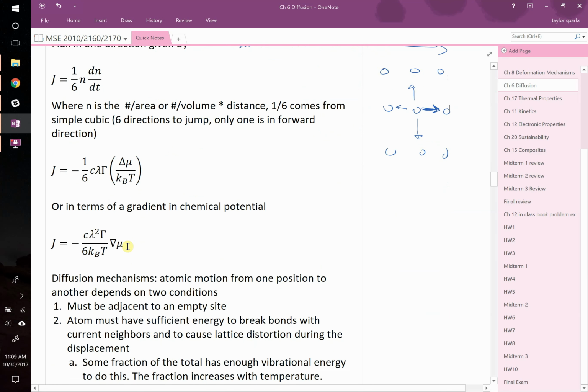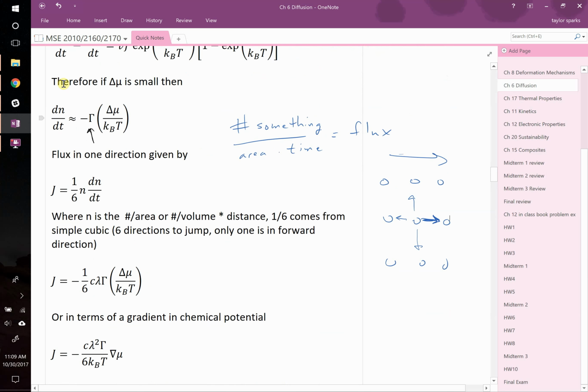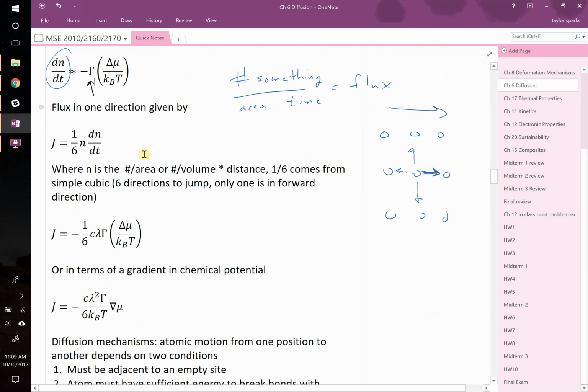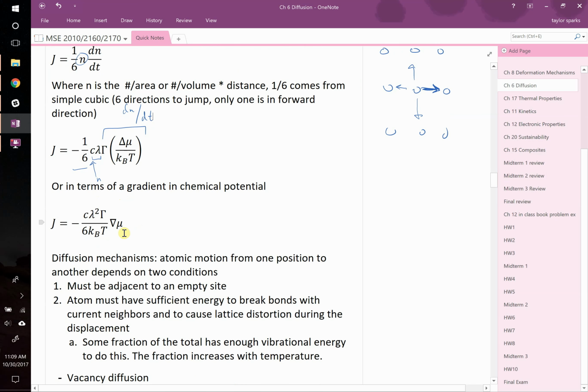All right, over here then, we can rewrite that since we know what dn/dt is. We solved it from before, right? This was our dn/dt. We can go ahead and plug that in. So we've got 1/6, right? N is our concentration. We'll just call that C now. And then that's the concentration times the jump distance, right? So that whole thing there, that's N. And then lambda times that was our dn/dt. That's a change in our concentration with respect to time. Okay? Or again, you could rewrite that in terms of the gradient.